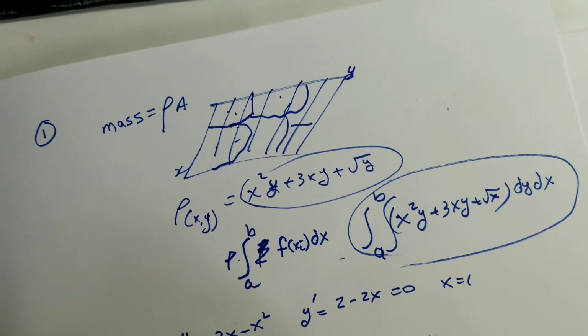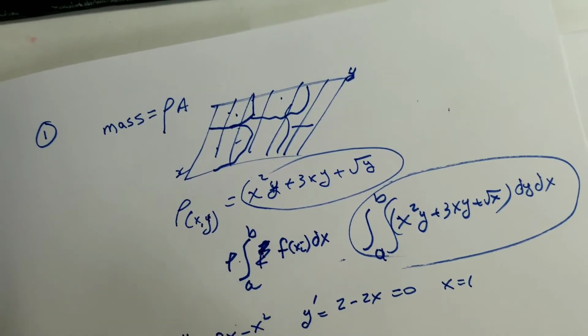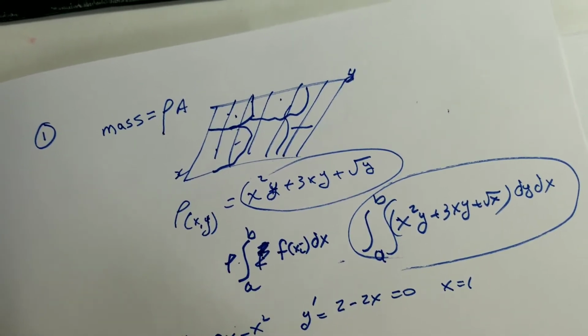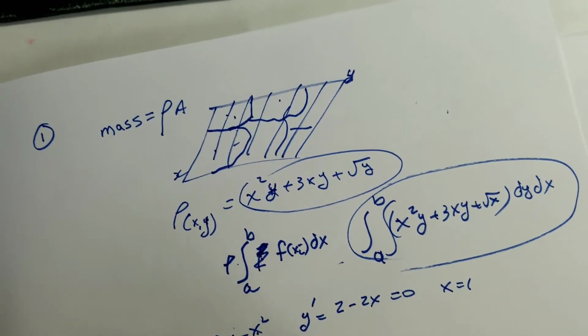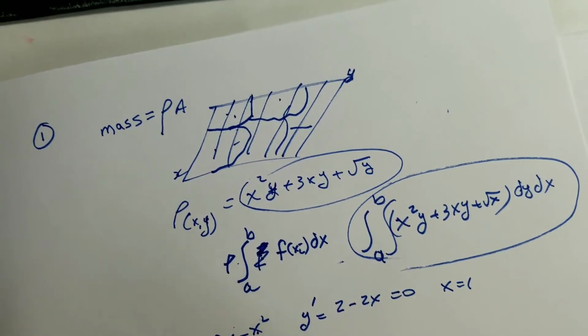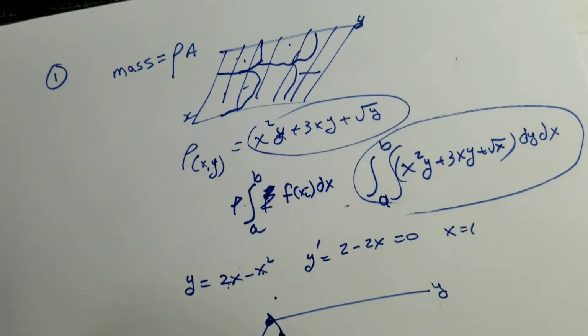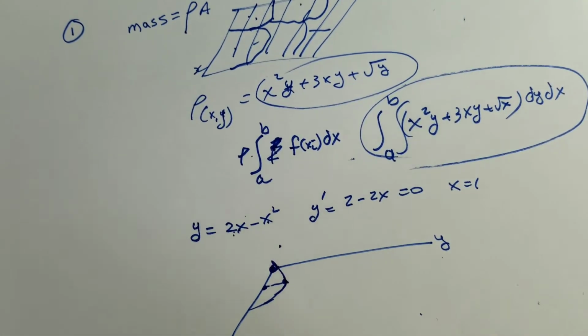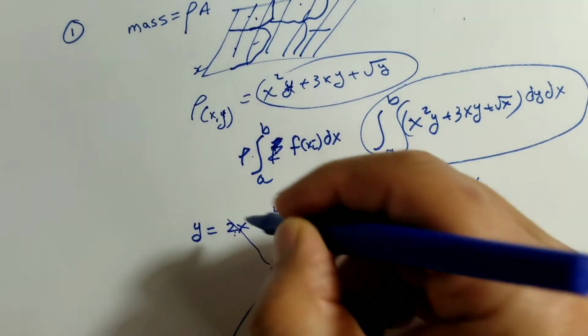Then what happened when x is 1, y is 1. But what happened when x is 2? You get 4 minus 4, your y is 0. Therefore, that's pretty much my graph of a parabola. That is the graph of a parabola, and it's going to keep going that way.